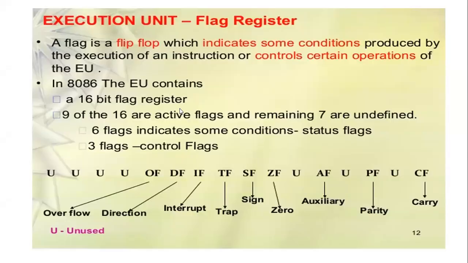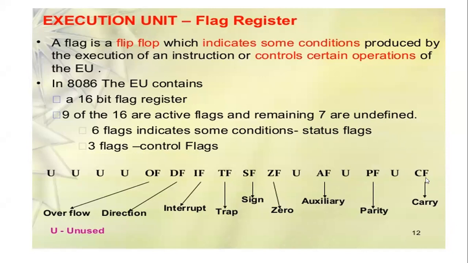The flag register is a 16-bit flag register. In 8086, the execution unit contains a 16-bit flag register, and they are divided into 2 types: conditional flags and control flags. The conditional flags are again divided into subcategories. One is carry flag.